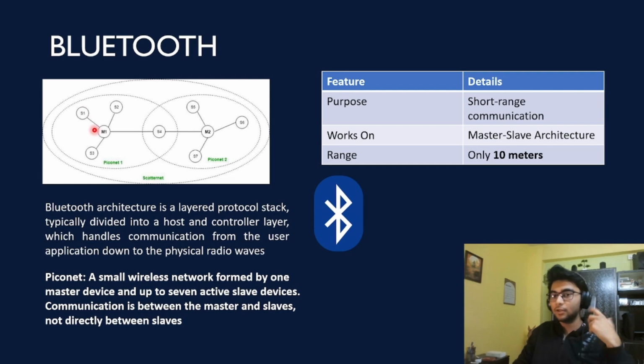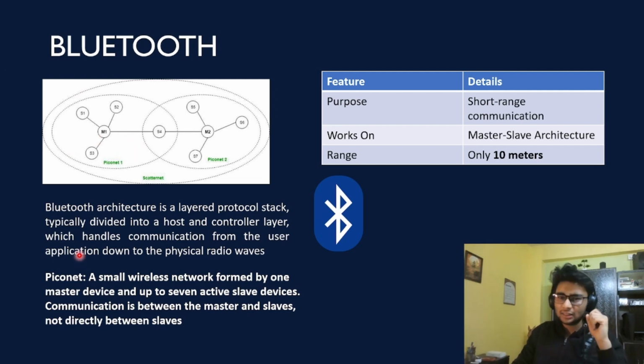Now, what is Bluetooth? Basically, we all know it, we have heard it from our childhood: Bluetooth connection, Bluetooth device. Even the headphone that I'm wearing is Bluetooth. It is used for short-range communication. It follows a master-slave architecture. Now, what is a master-slave architecture? There is a master, who is sending the command, and there are some slave devices working for that command. Over here you can see this is the master M1, and these are the slaves, S1, S2, S3. These are the slave devices.